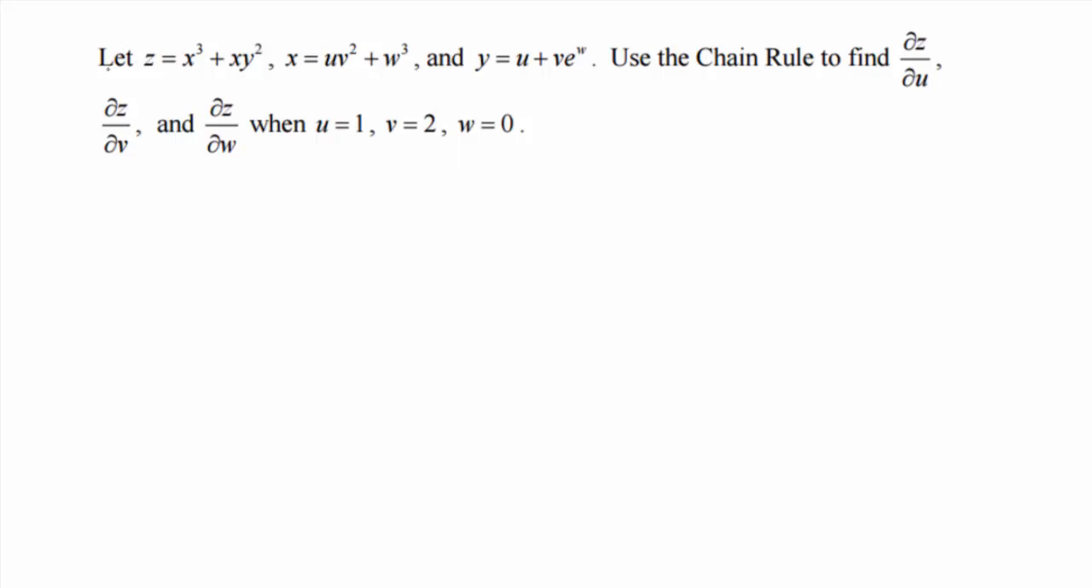So here we go. Let z equal x cubed plus xy squared, x equal u times v squared plus w cubed, and y equal u plus v times e to the w. Use the chain rule to find, we're just going to do partial of z with respect to w when u is equal to 1 and v is equal to 2 and w is equal to 0. So this is a little bit different than some of the ones we did in class.